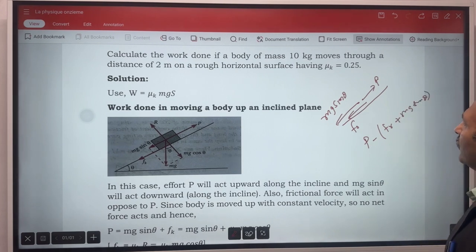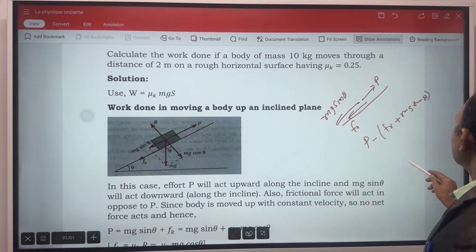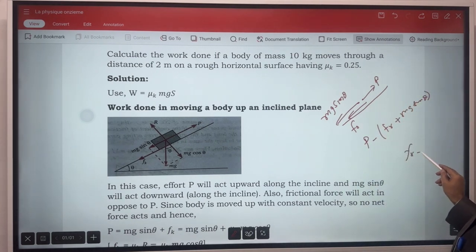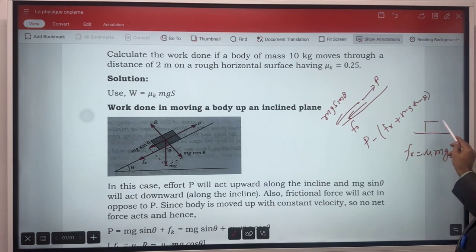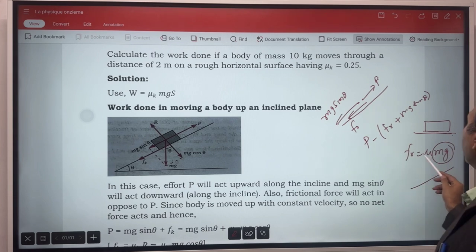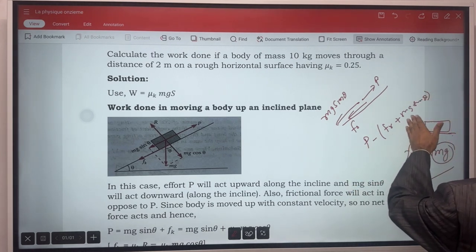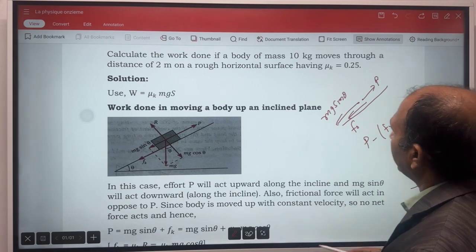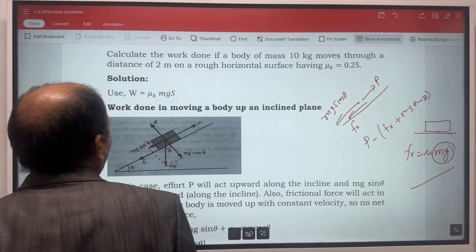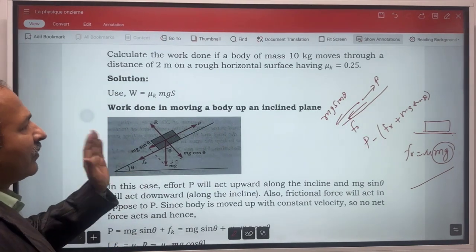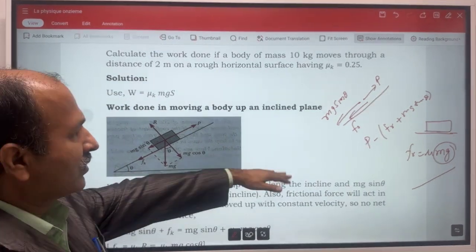Now there is another question: what will be the frictional force in this direction? If you remember, frictional force is mu times mg, provided the body moves on a horizontal surface. If it is moving on an inclined surface, in that case mg will be replaced by mg cos theta. So it will become mu mg cos theta. So P minus mu mg cos theta plus mg sin theta will be the net force, and then work done can be calculated by multiplying the net force by the distance moved.